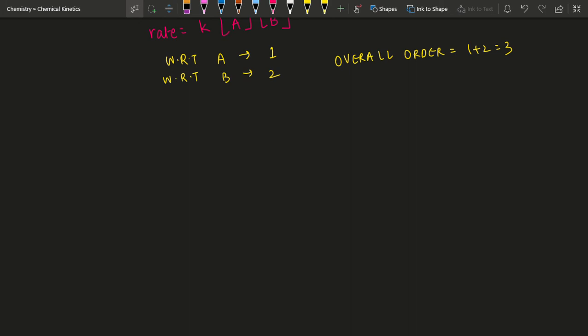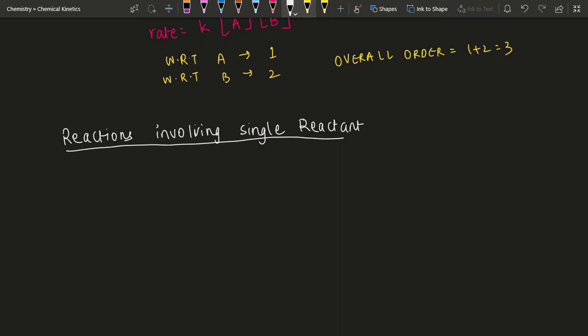So let's start by taking reactions involving single reactants. And why do I do that? That just simplifies the problem a bit. So what happens in that case? Basically the reaction is A goes to some products. I don't know what that is. It could be the decomposition of N2O5. It could be any sort of decomposition reaction you have. It doesn't really matter as long as you're having one single reactant.